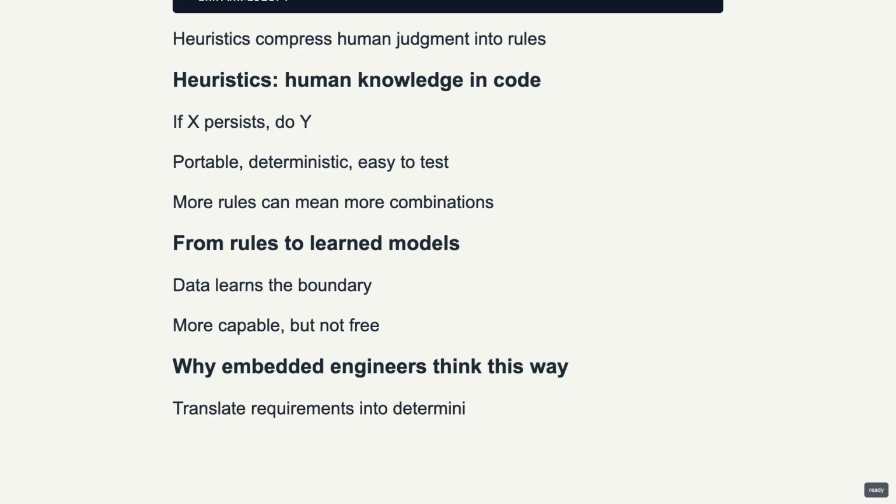A requirement like warning before damage or braking before impact has to become something a real device can execute every time. That means proving the behavior is reliable under memory, timing, and power constraints, not just correct on paper.